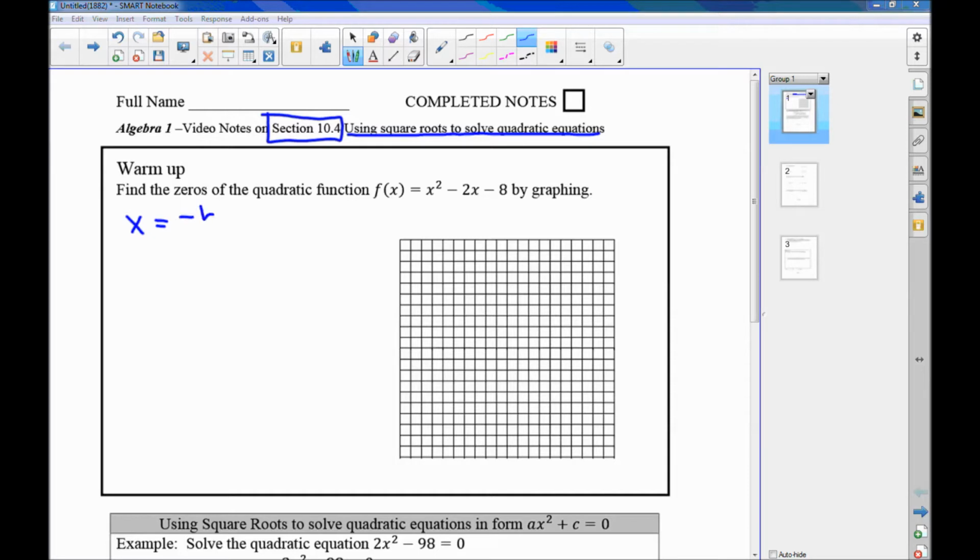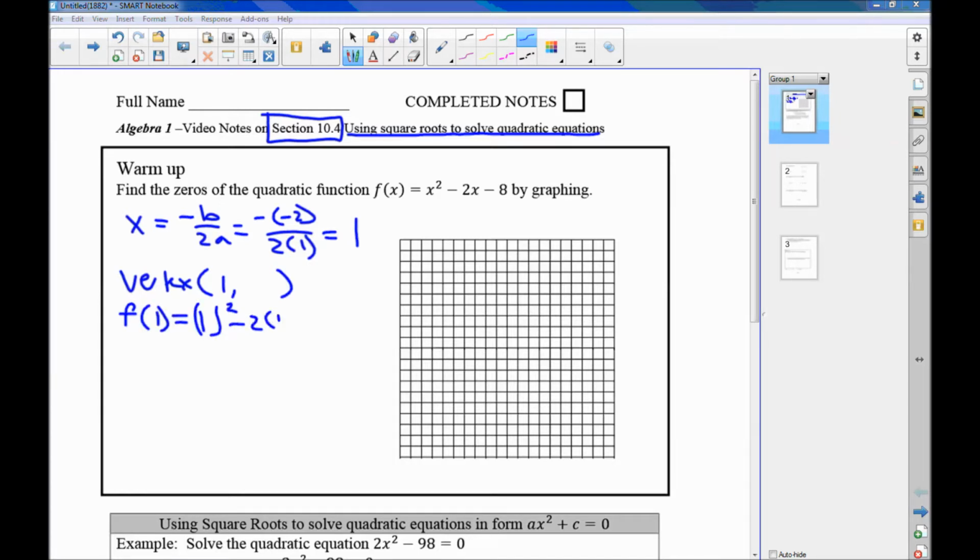So this is going to be negative b over 2a, which is negative of negative 2 over 2 times 1. So that's 2 divided by 2, which is 1. All right, and then we'll find the vertex. Our vertex is going to be 1, something. So I plug the 1 back in. So f of 1 equals 1 squared minus 2 times 1 minus 8. So that's 1 minus 2 for negative 1, minus 8 for negative 9.